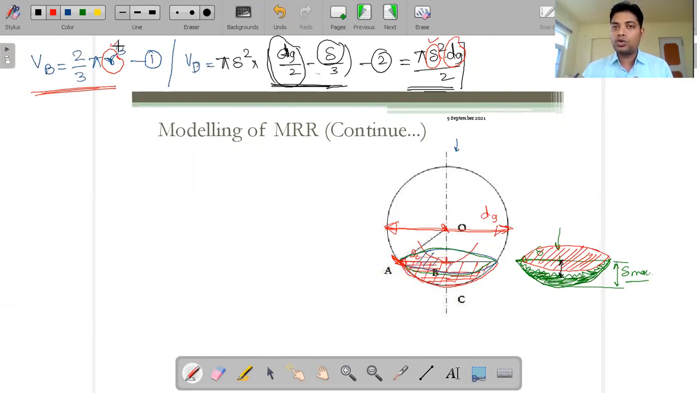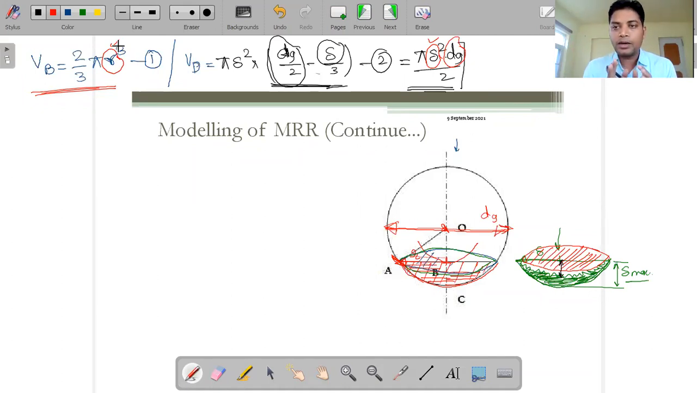So what we have to do, we have to find out the relationship between r and delta. First of all we are doing that, then we will go for the material removal rate. Today this complete session is based on the theory of material removal rate, because we are modeling the material removal rate. There is no theoretical portion, only the mathematical approach.